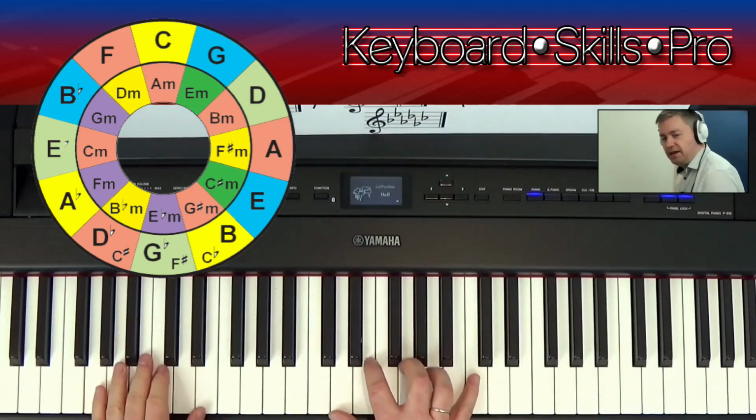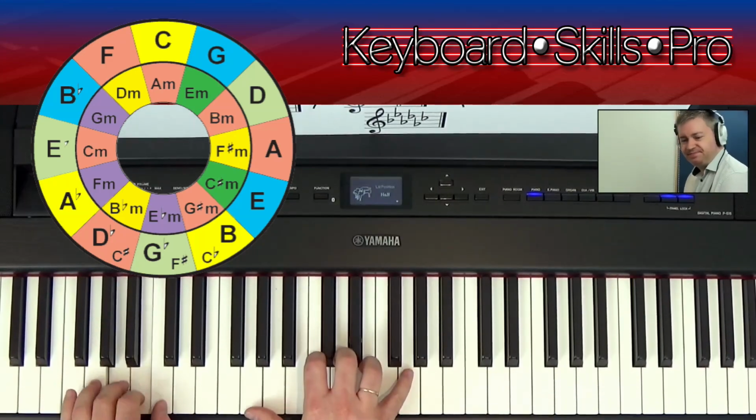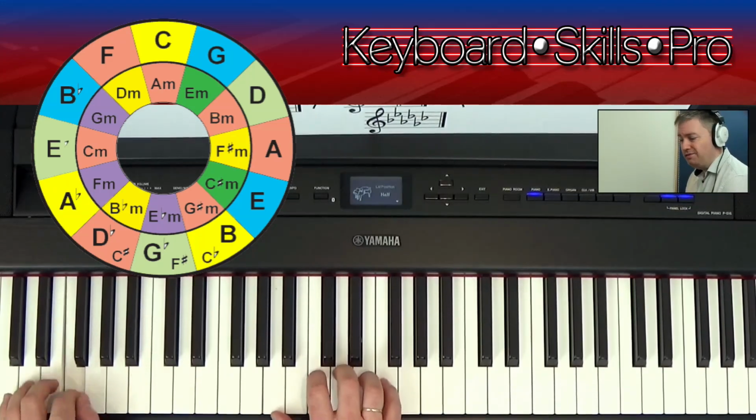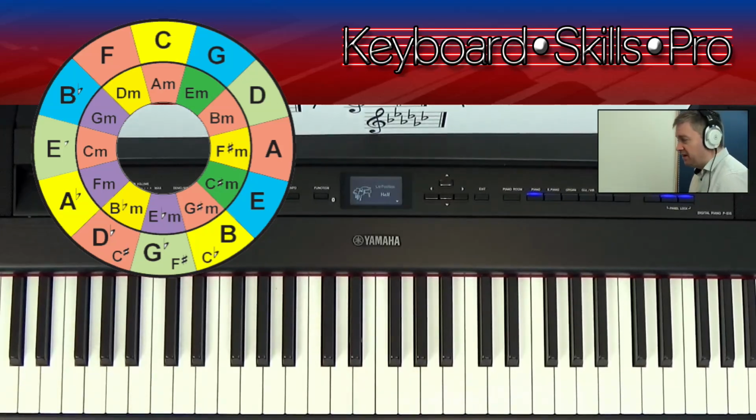So what was I playing at the beginning there? Now you might recognise that. Well, Nina Simone did it better. Anyway, let's take a look at the circle of fifths.